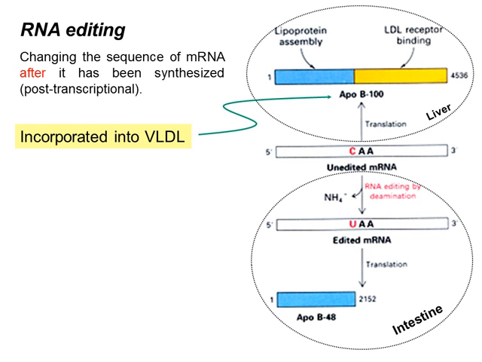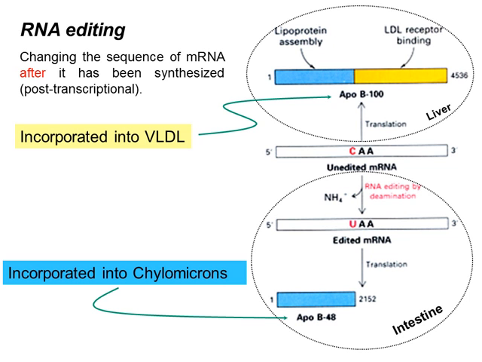Why do you get the smaller version here than you did there? Anybody know? After the editing, you get a smaller protein. Why do you get a smaller protein? UAA is a stop codon, kids. So instead of an amino acid at this point, it makes a stop codon. So you make a stubby protein. And the stubby protein is made in the intestine, not in the liver, and it's incorporated into chylomicrons. Pretty cool, huh?